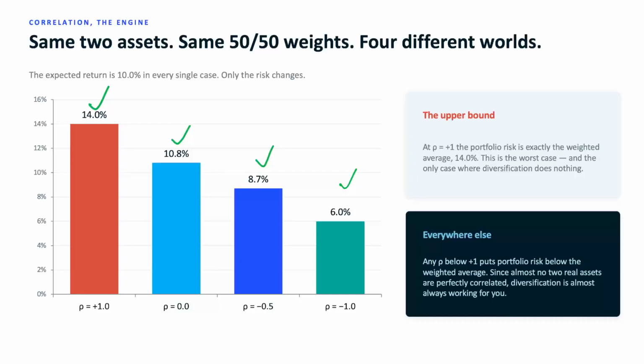Any correlation below +1 puts your portfolio risk below the weighted average. Since virtually no two real assets are perfectly correlated, diversification is essentially always working for you. The only question is, how hard is it working for you?